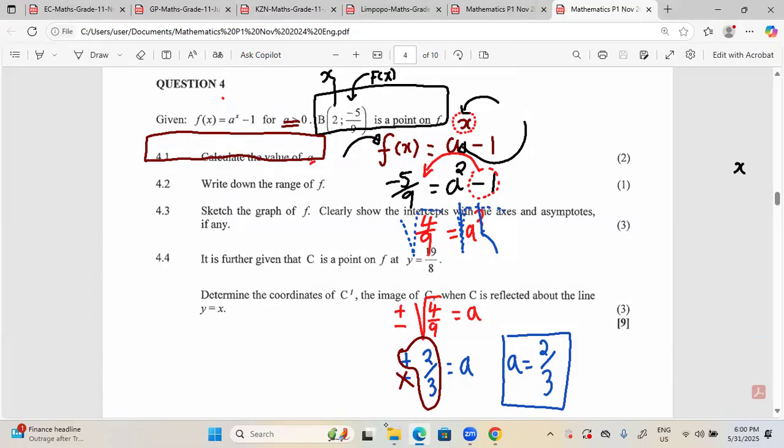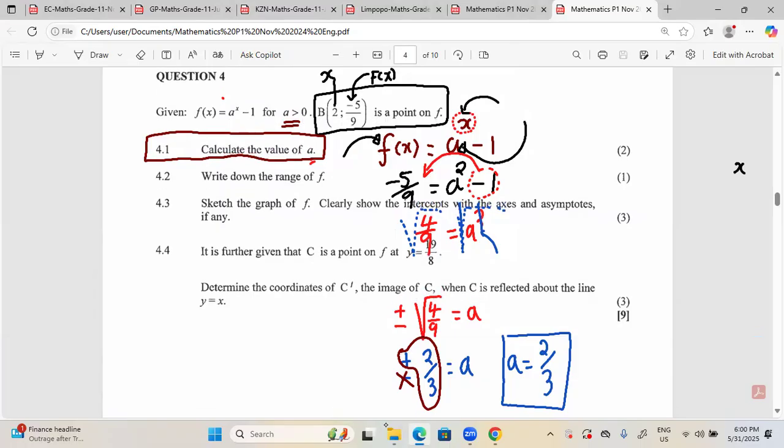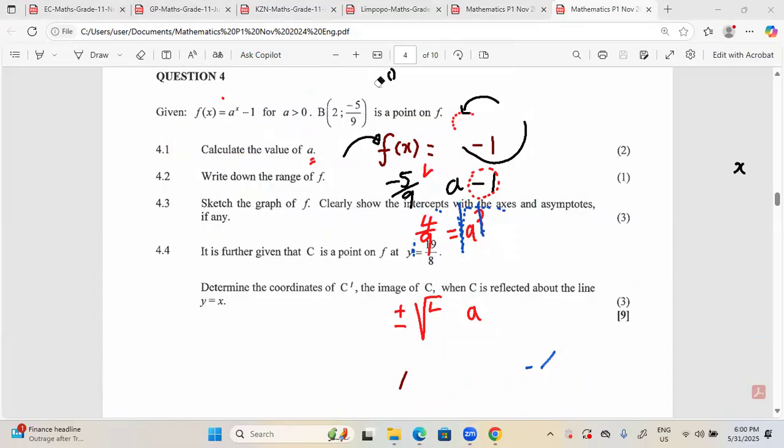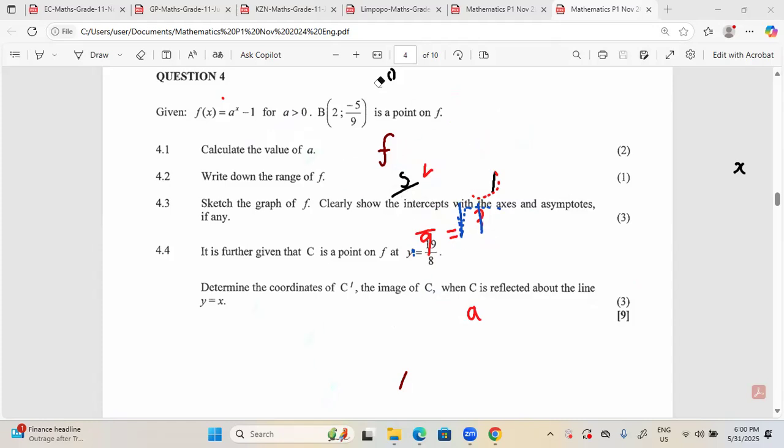Let me do this. I've shown you how to. Okay, I think we should answer. Let's continue with 4.2 and 4.3. Still interesting and part of your syllabus. I wanted to check something, but do not worry. So we found A to be 2 over 3.